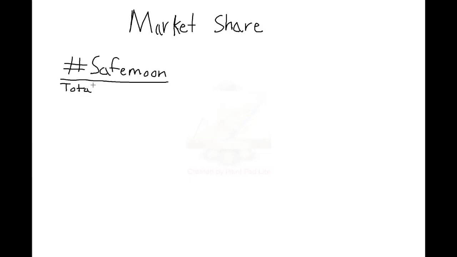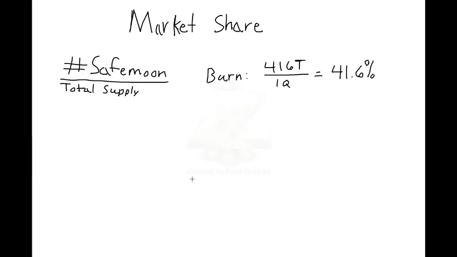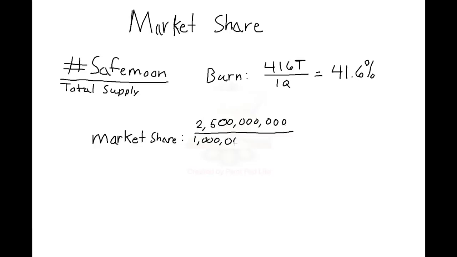Your market share doesn't change. This is described as the percent of the total supply you own. And total supply, not circulating supply, so it's 1 quadrillion. The market share of the burn wallet is again 41.6% because it owns 416 trillion out of the 1 quadrillion tokens. So to calculate your market share, you take the number of Safemoon you own and divide by 1 quadrillion, 1 followed by 15 zeros.